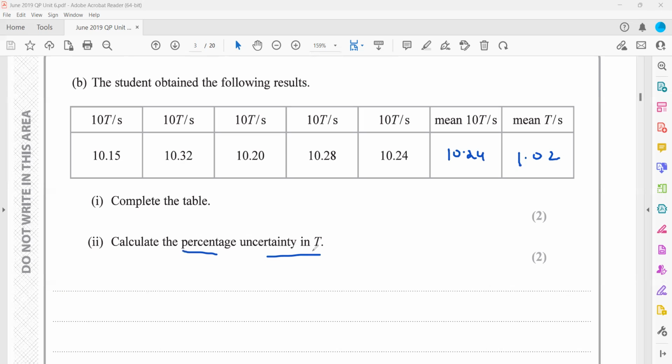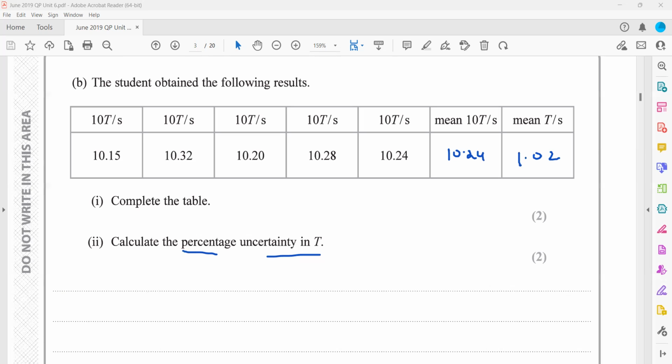And calculate the percentage uncertainty. How do we calculate the percentage uncertainty for grouped data? First we get the uncertainty in the measurement. For grouped data, it is maximum minus minimum divided by 2. And to get the percentage uncertainty, we take maximum minus minimum divided by 2 and then divide by the mean.